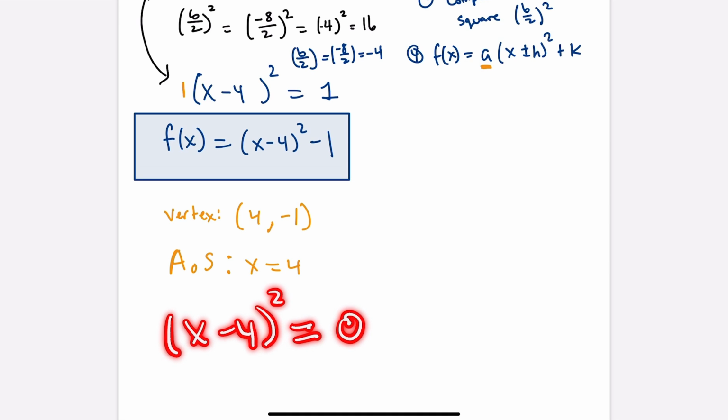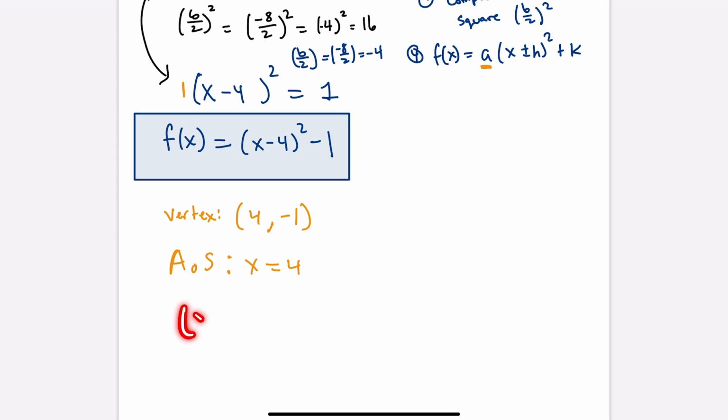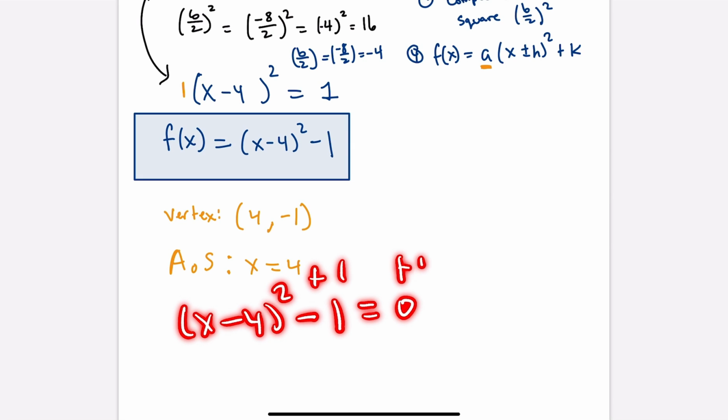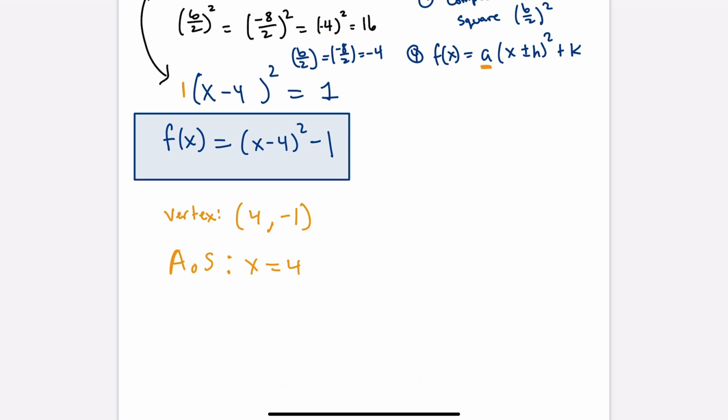I kind of messed that up there. It's your function equal to 0. Then you add 1 to both sides, and you get x minus 4 squared equals 1. Then you square root both sides, and you start solving there. I'm not going to do that in this video. I've done enough examples in class.